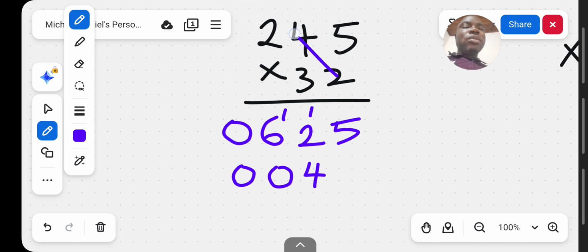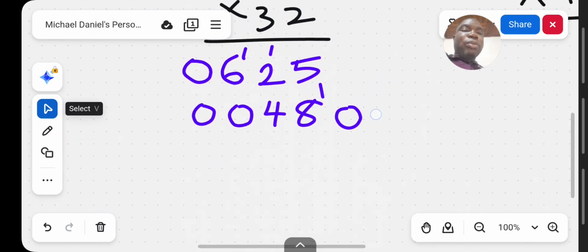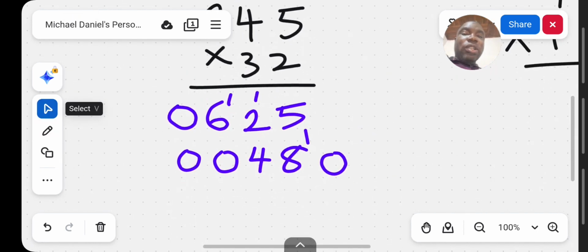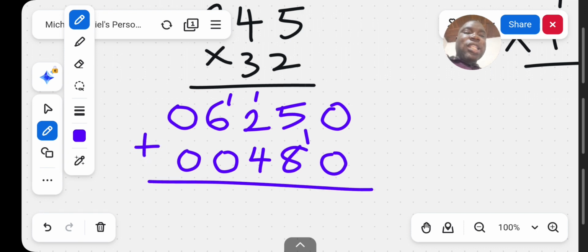Now 2 times 4. 2 times 4 is 8. All right, 8 here. And then 2 times 5 is 10. How do we write 10? We put 1 here and then 0 here. Now we are done. What we just need to do is add them up together. Remember what I always tell you? I say that you can always put a 0 here if you wish, but it will help your work, make it easier. So you put your addition there and then it's time to add.